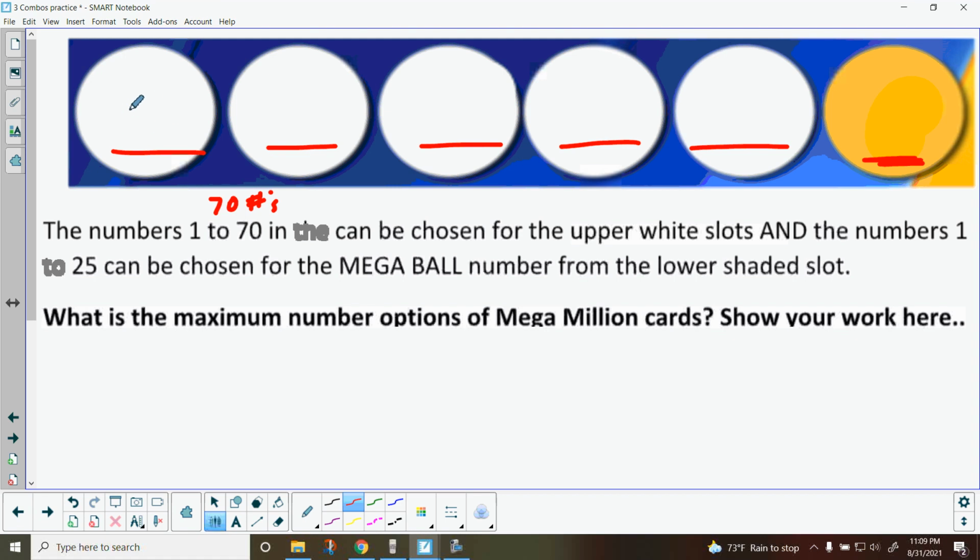Once taken out, you drop down to 69. Another one's taken out, 68. Another one's taken out, 67. They don't put these balls back. They take them out. And then 66. And then again, 1 through 25. You have all 25 balls here, and that's the last one that gets picked.